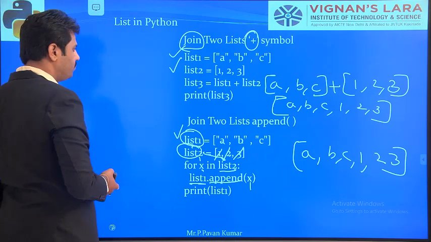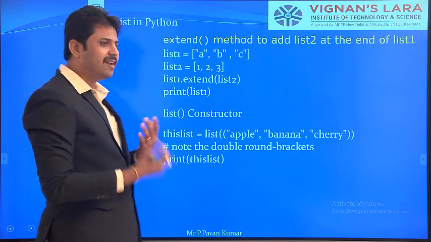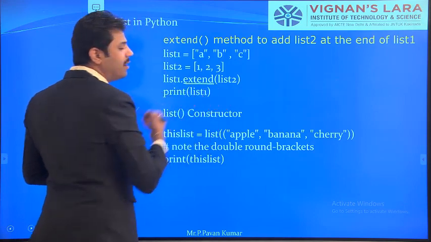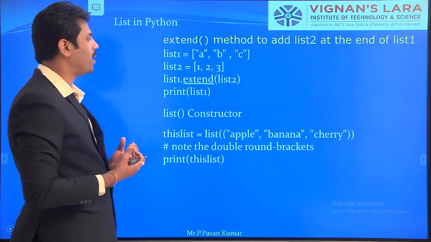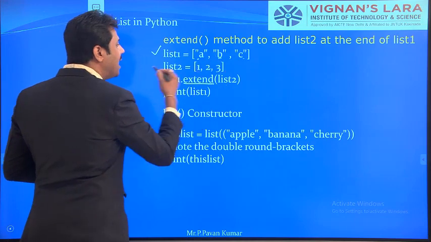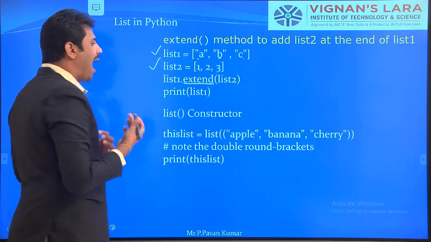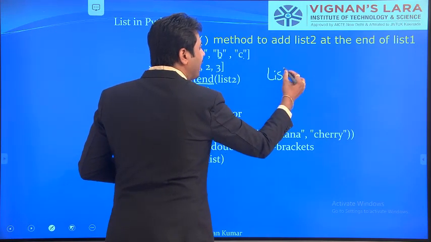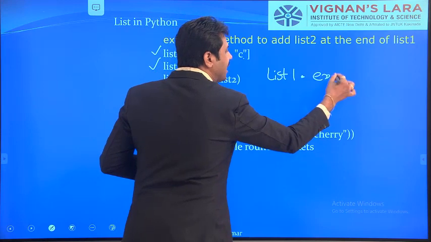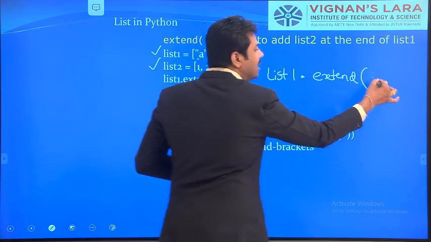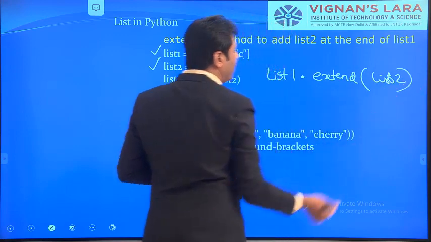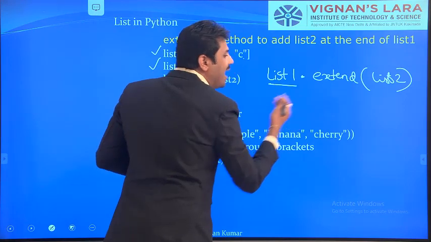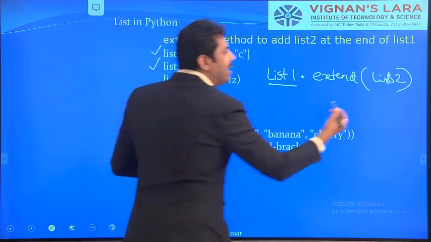Next one, extend. Extend also performs the join operation. Here I have a method called extend. The extend method is used to perform the join operation. I have a list 1 A, B, C, list 2 1, 2, 3. I want to add list 2 to list 1. That means list 1 dot extend of list 2. If I use this operation, I am just extending list 1 with list 2.